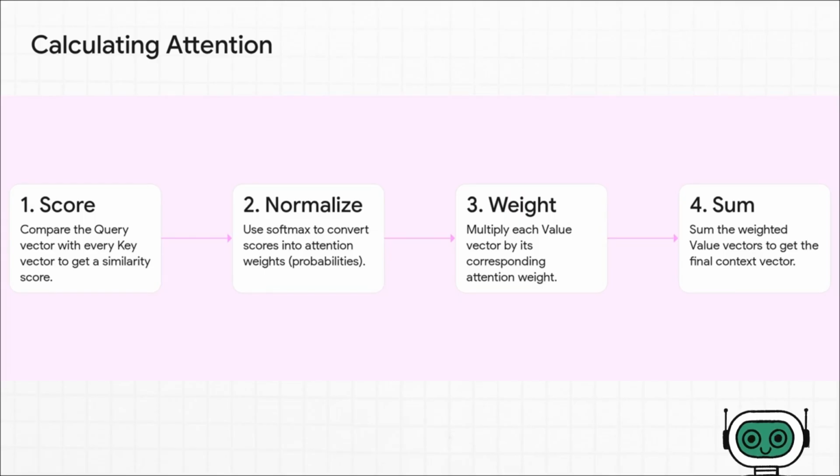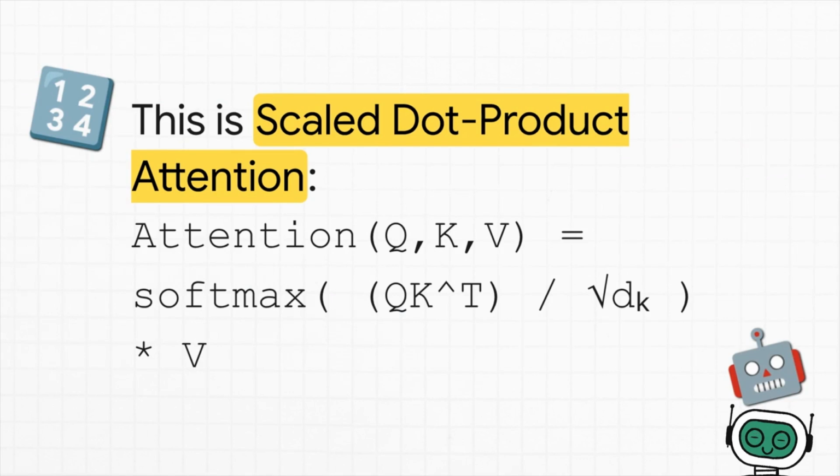First, scoring. The query from our current word is compared to the key of every other word to calculate a similarity score. Second, normalize. Those raw scores are passed through a function called softmax, which just turns them into percentages, or attention weights. This tells the model how much focus to give each word. Third, multiply. Each word's value is multiplied by its attention weight, so important words get their volume turned way up, while irrelevant words get faded way down. And finally, sum. All those weighted values are added together to create one single context vector, perfectly built for the word we're working on. And that entire process we just walked through, that's called scaled dot product attention.